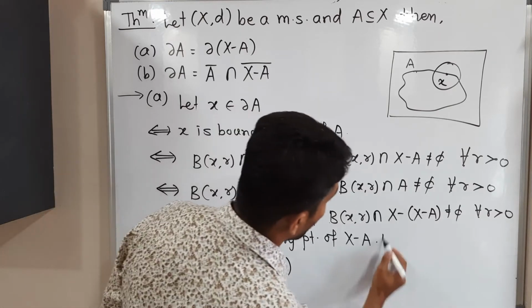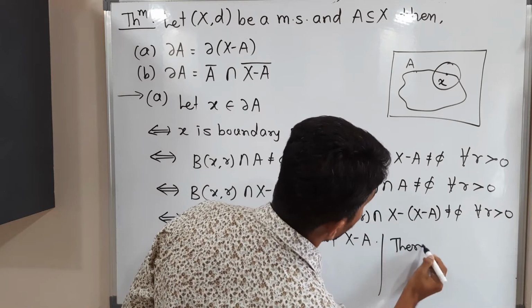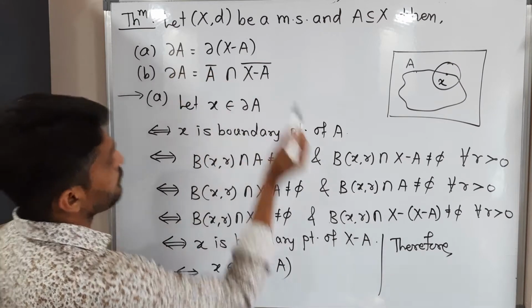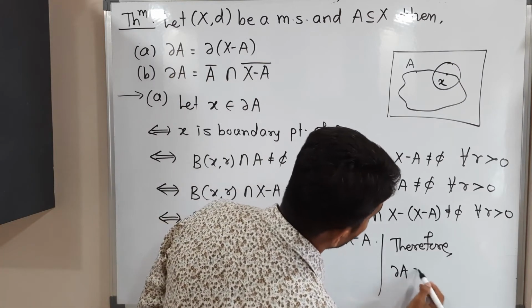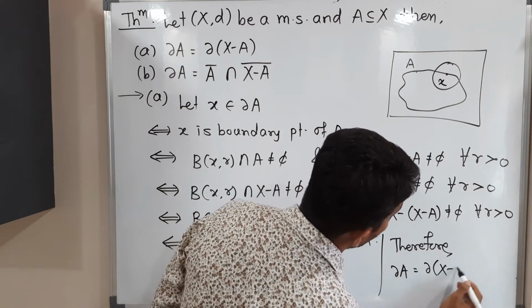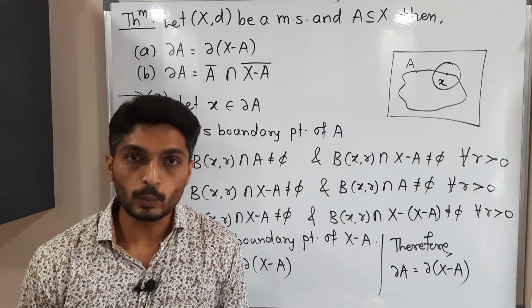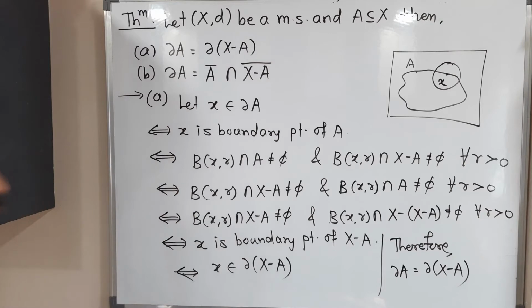So therefore I will simply write our conclusion. Therefore this is a subset of this one, and this is a subset of this one. So that's why both of them are the same. The boundary points of A is nothing but the set of boundary points of X minus A. In this way we proved the first part. After that we will go for the second.